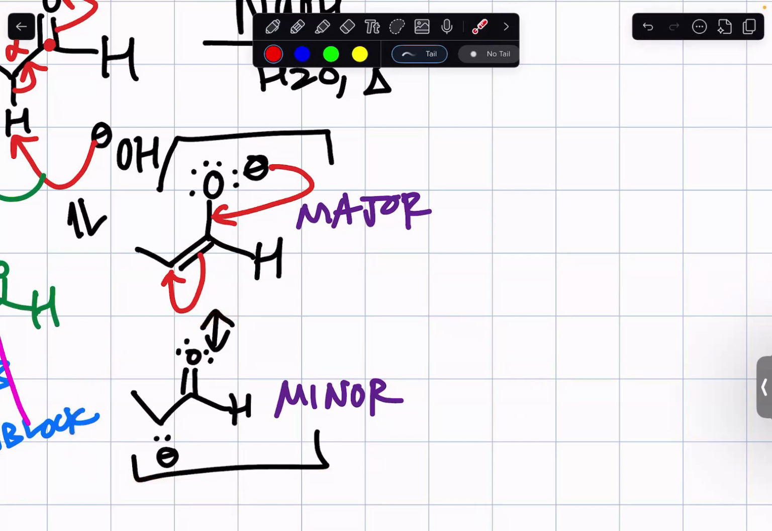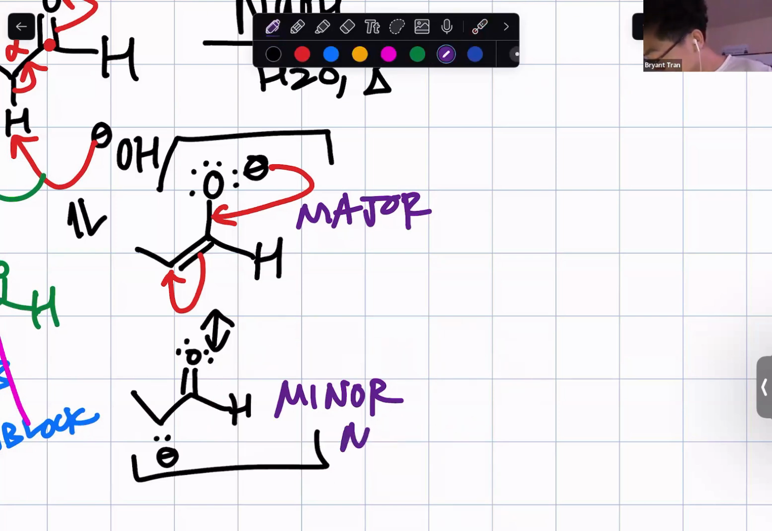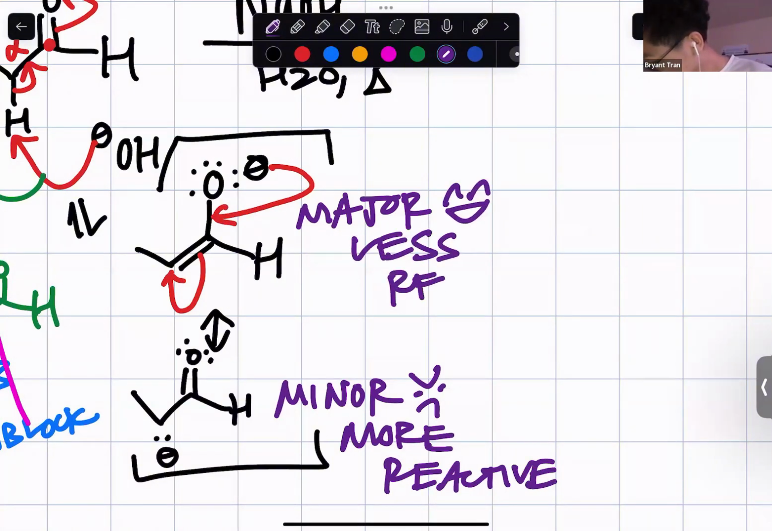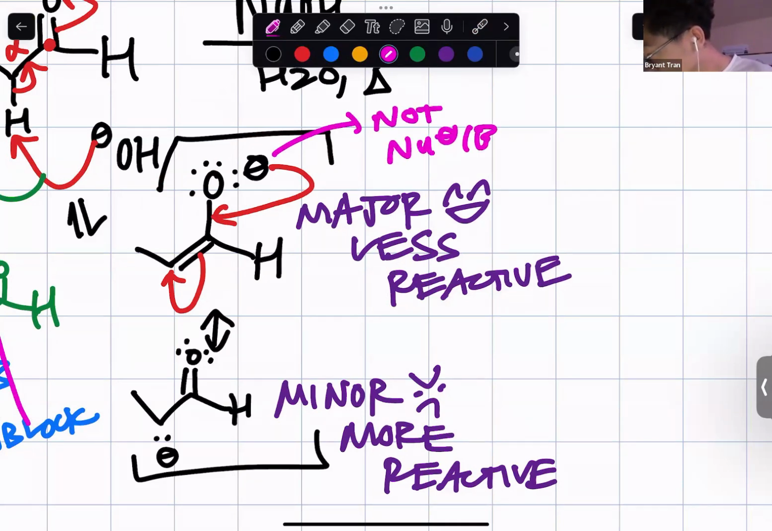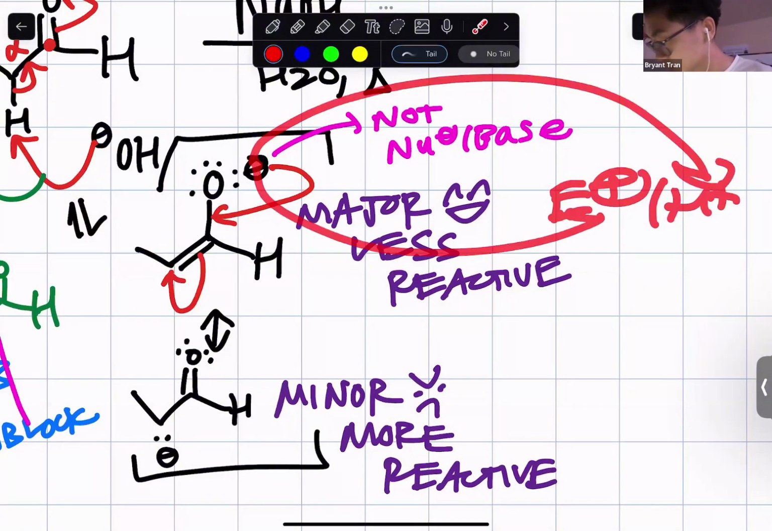Right now, this minor one right here is more reactive because it's angry, right? It's more reactive. Whereas this one right here is less reactive because it is happy and it doesn't want to react with anything. Which is why this O minus here is not our nucleophile or base. If we put some kind of electrophile or acid floating around, this O minus here would not get protonated. It will not attack an electrophile.